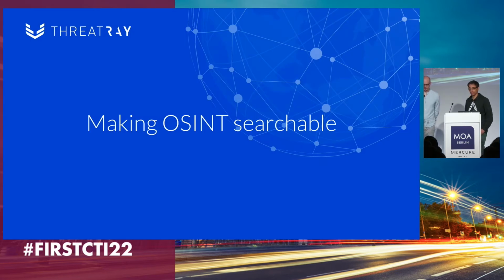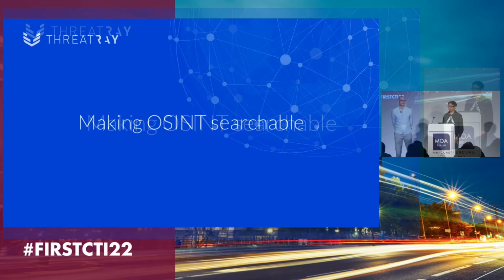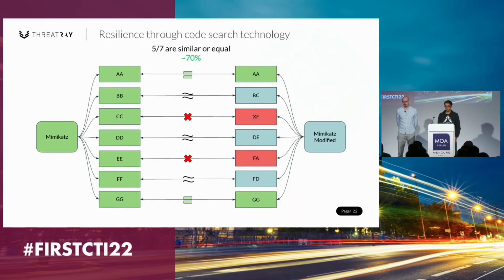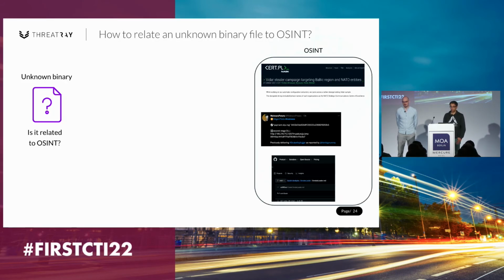Okay, so now let's talk about a second use case, which is quite interesting, and it's about making OSINT searchable. The problem is quite simple. If you have some sort of unknown binary file, you want to know, is this binary file somehow related to any OSINT source? An OSINT source could be a tweet, a report, a blog, and so on.